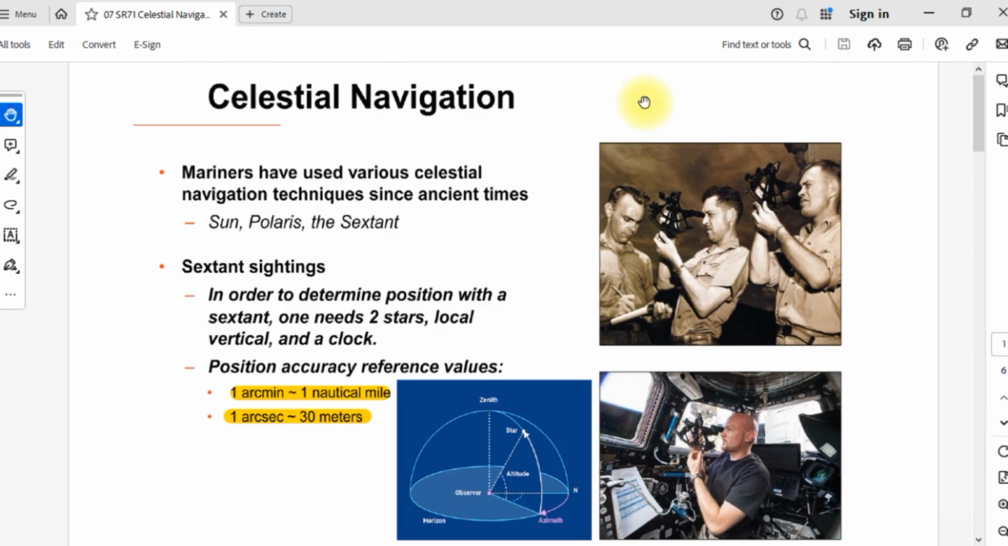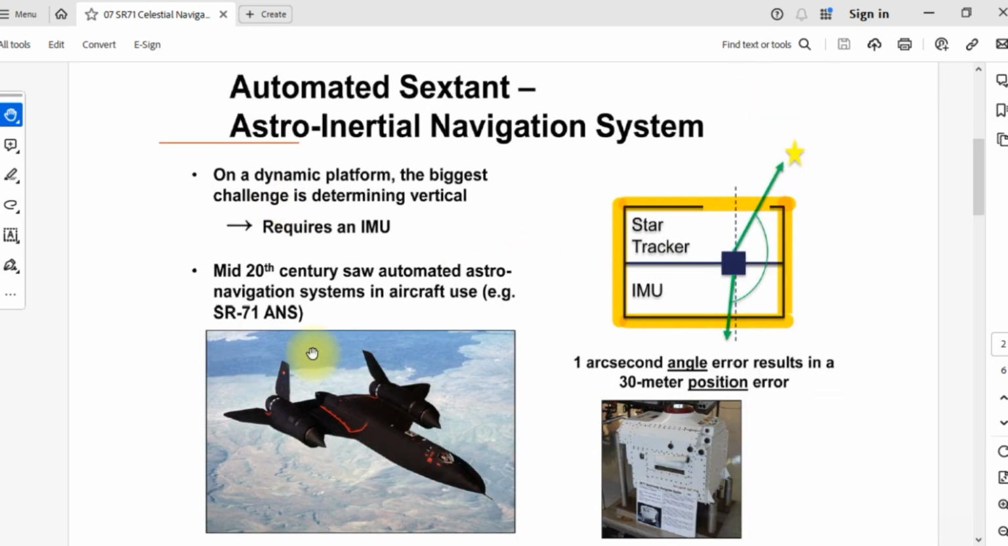This one here is really interesting. It's not an official document, it's just a slideshow that I found based on celestial navigation. And here you have, this is really important because when I replied to the pilot, I said that all the navigation systems based on celestial navigation. Here we have the automated sextant astro-inertial navigation system. It's all Star Tracker. So it's all based in celestial navigation.